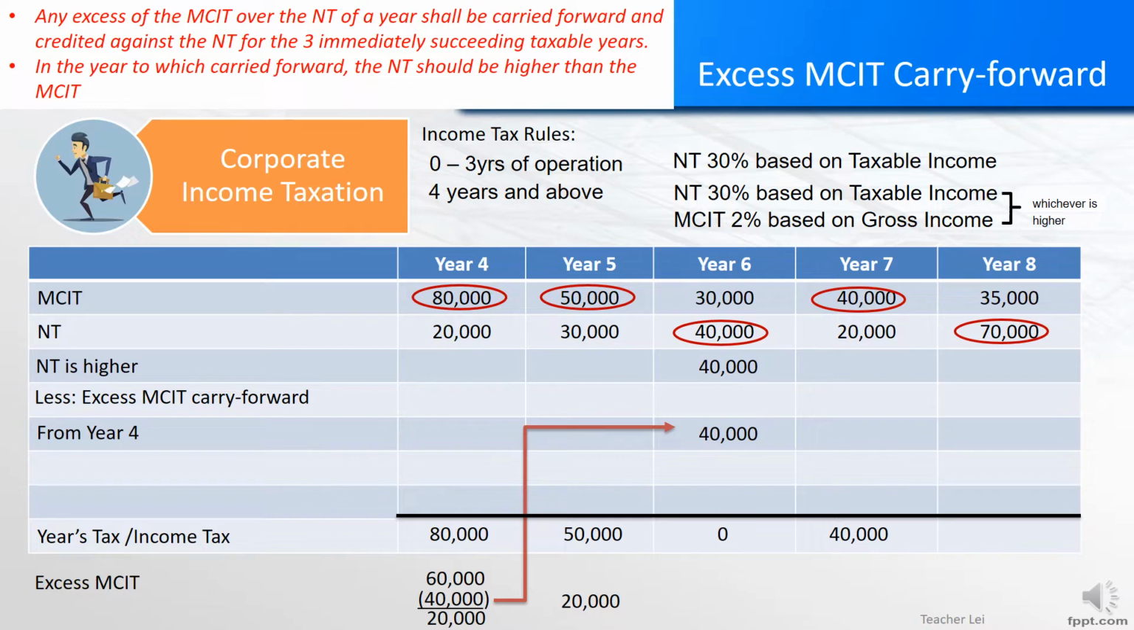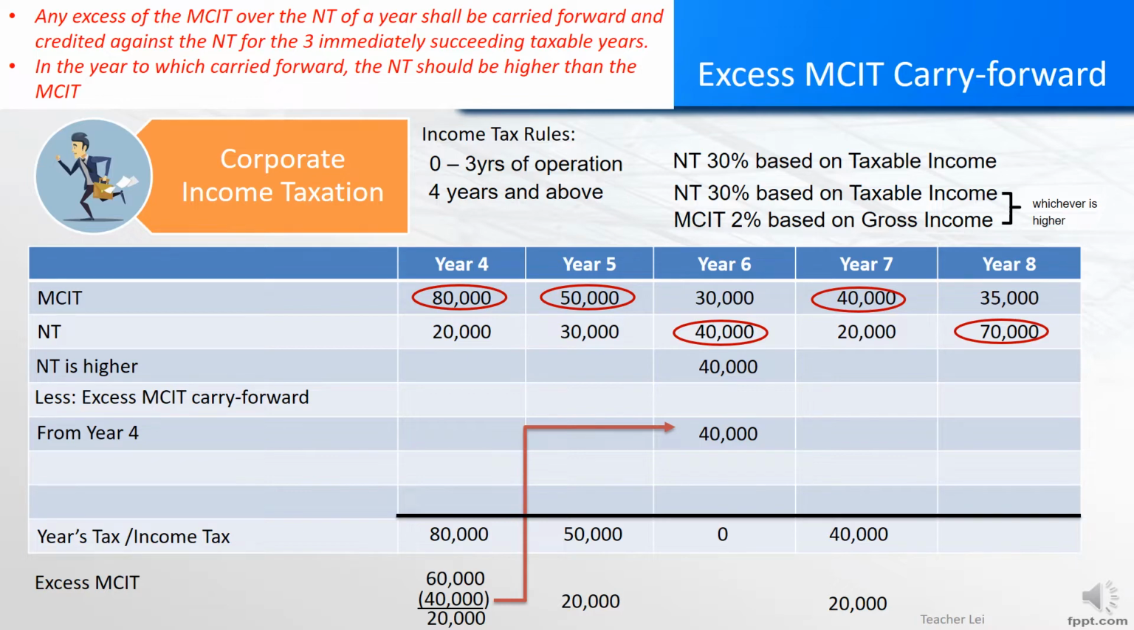Excess MCIT for year 7 amounts to 20,000, which is the difference between MCIT of 40,000 and normal tax of 20,000. Remember that excess MCIT only occurs when MCIT is higher than the normal tax. This excess MCIT of 20,000 in year 7 can be used in the next 3 years or until year 10, when the normal tax for the year is higher than the MCIT.